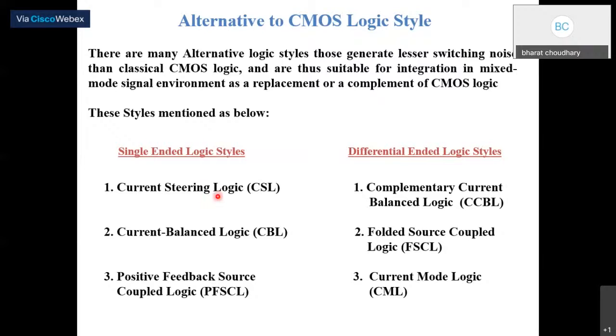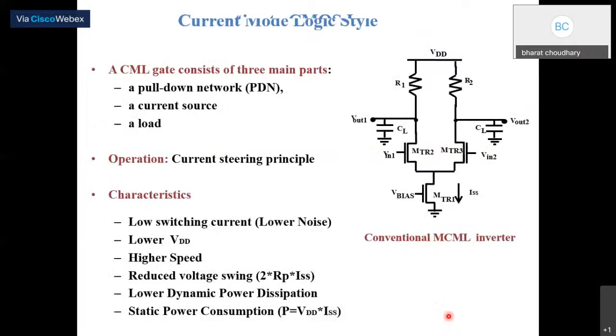So there are basically current steering logic, current balanced logic, and positive feedback source coupled logic. Similarly, for differential ended, different logic styles were introduced over time: complementary current balanced logic, folded source coupled logic, and current mode logic. Now the most preferred logic style nowadays is the current mode logic style.